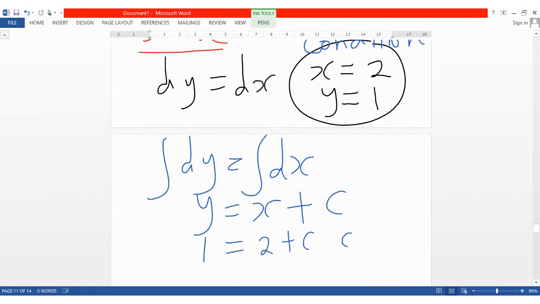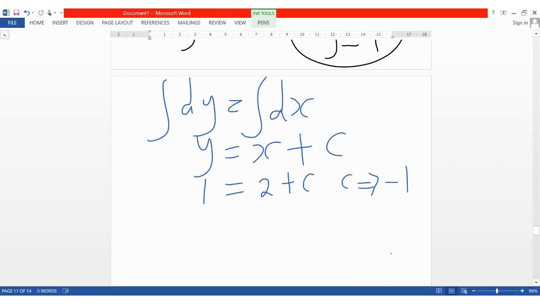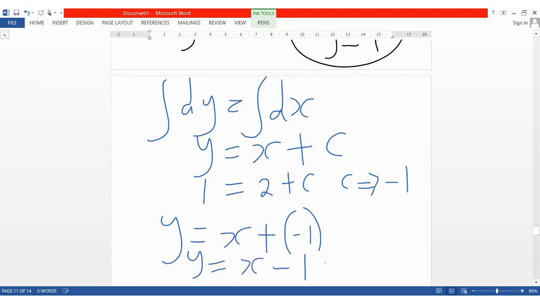So now in my equation, instead of having my c, I'll have y is equals to x minus 1, since c is negative 1. So that is the final equation. The boundary condition can assist you to get the value of c.